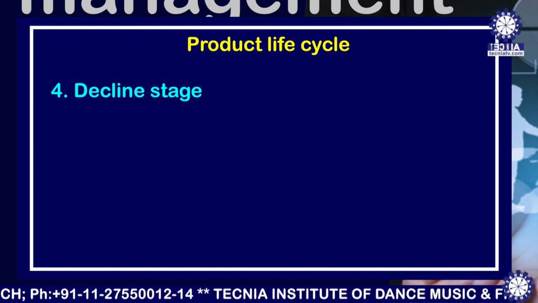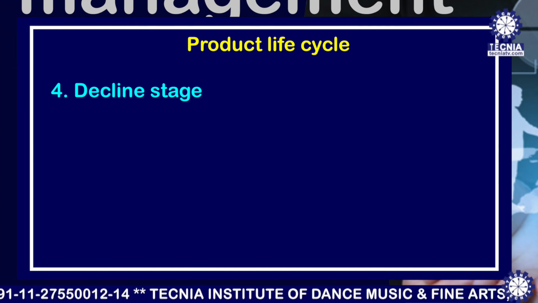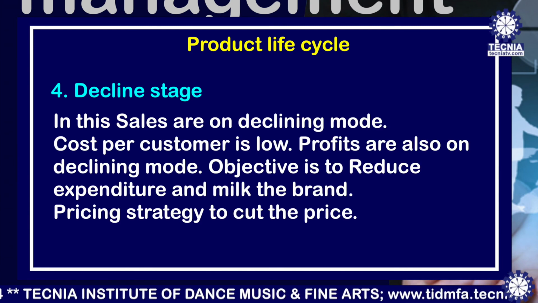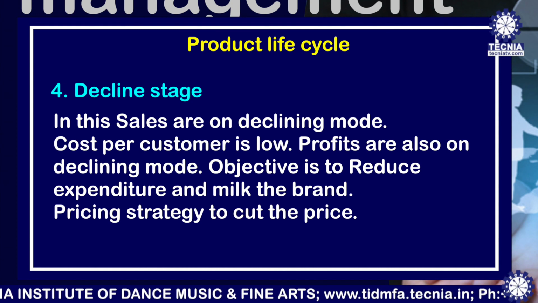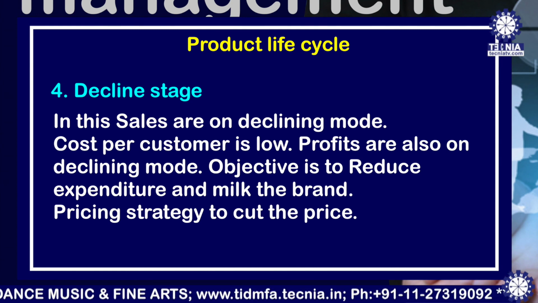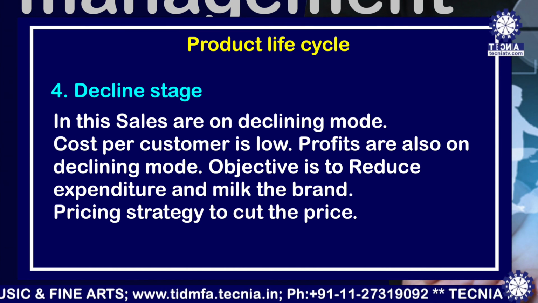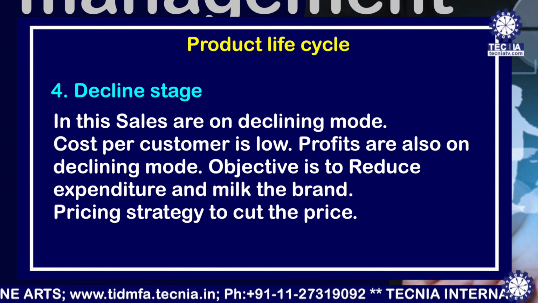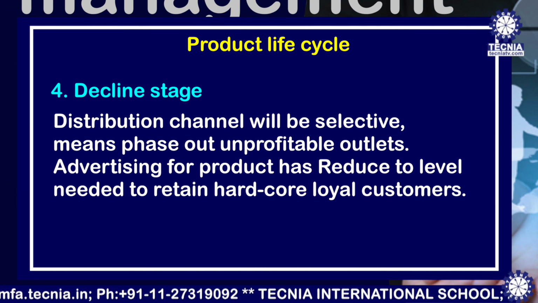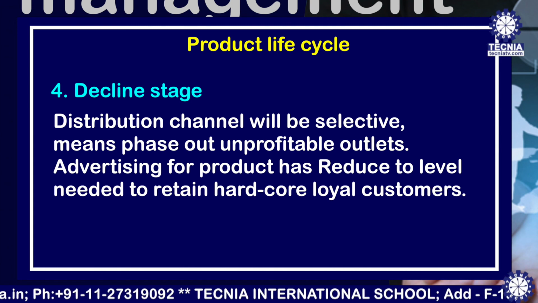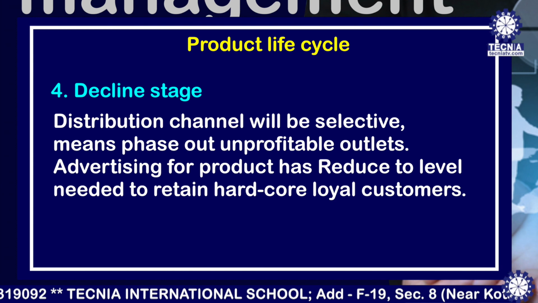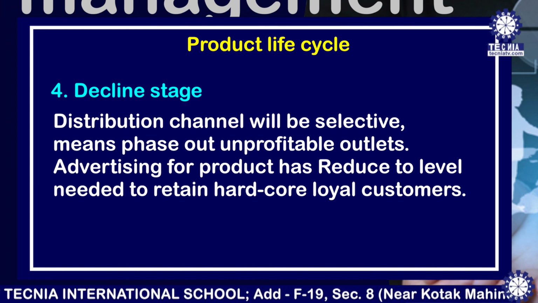Next, last but not the least, declining stage. In this, sales are on declining mode. Cost per customer is low. Profits are also on declining mode. Objective is to reduce expenditure and milk the brand. Pricing strategy is to cut the price. Distribution channel will be selective, meaning phase out unprofitable outlets. Advertising for products is reduced to the level needed to retain hardcore loyal customers.